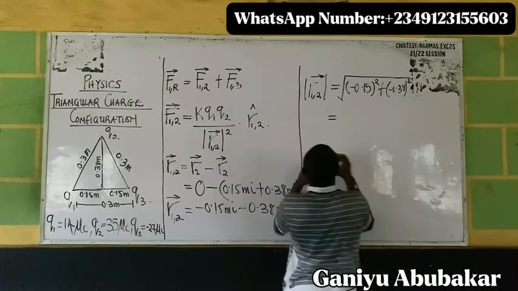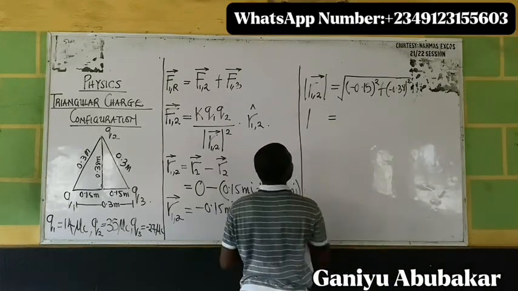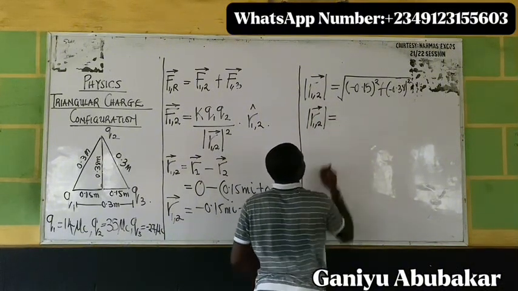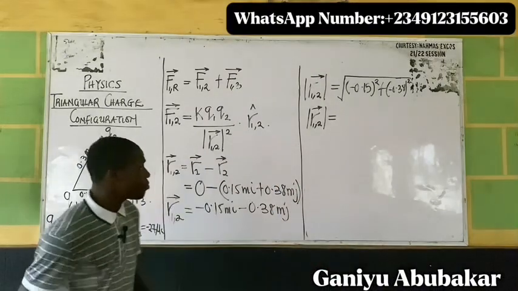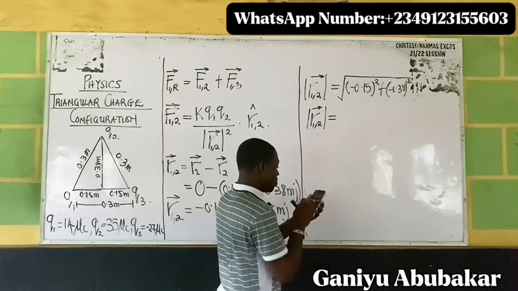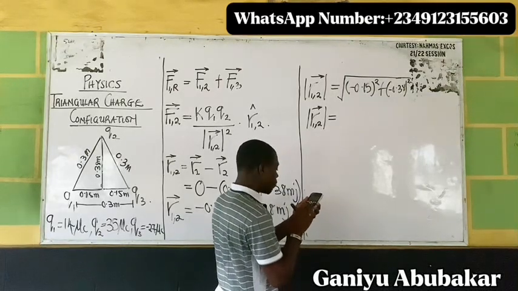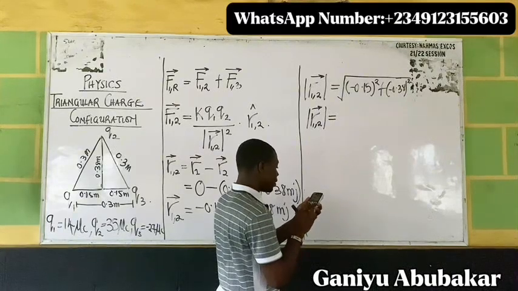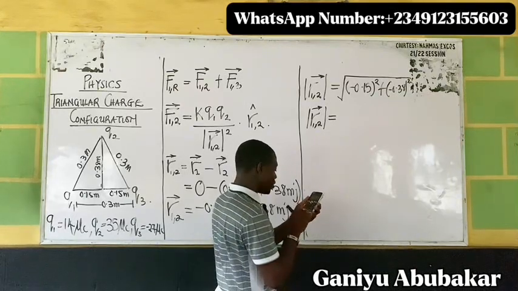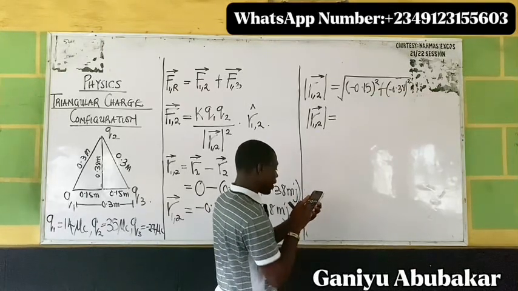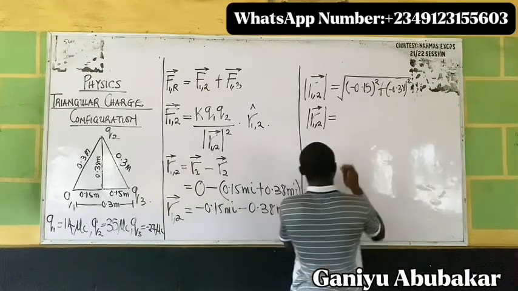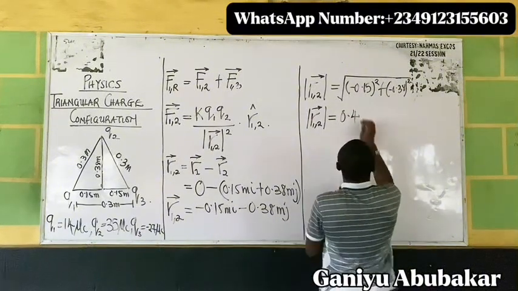It's now equal to, let's get the value of the R12 magnitude. R12 magnitude is equal to, I'll punch this in here, the square root of minus 0.15 all squared, plus, in the bracket, minus 0.38, all squared. The answer gives 0.408.